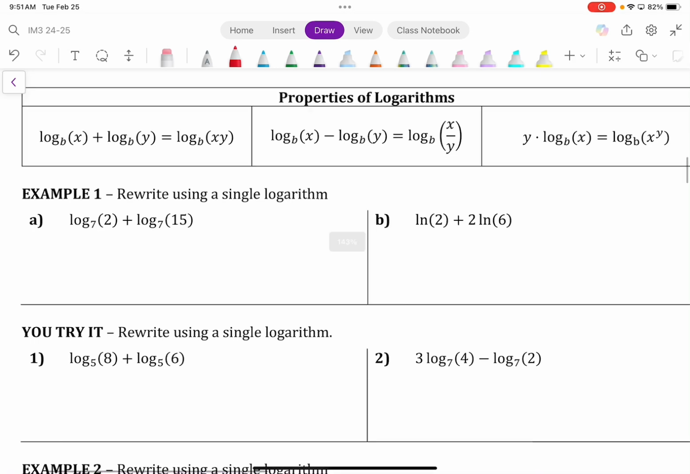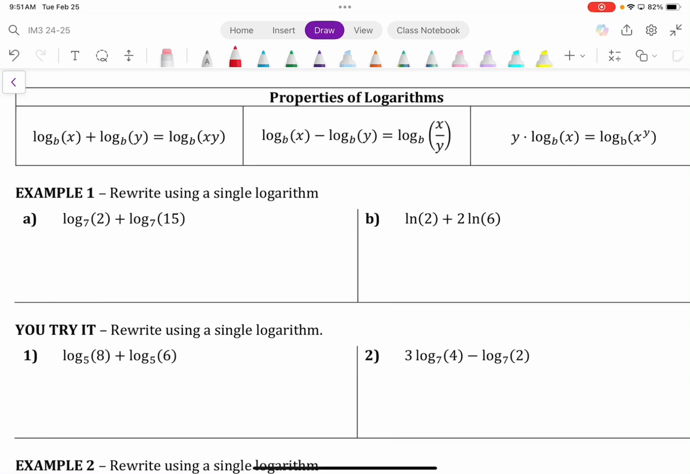So do me a favor, and under properties of logarithms down here, we're going to go ahead and label the first one the product rule or the product property, just so you guys know what each of these are called, so that when we refer back to them, you know which one we're using. So top left is product, middle is quotient, and top right is the power property.